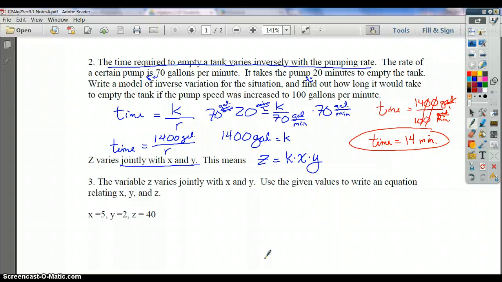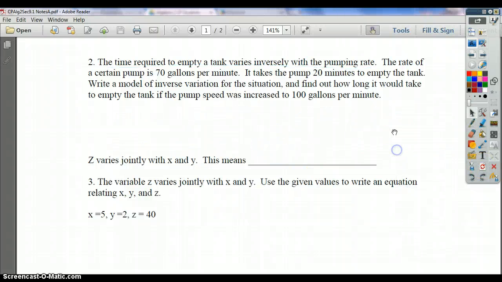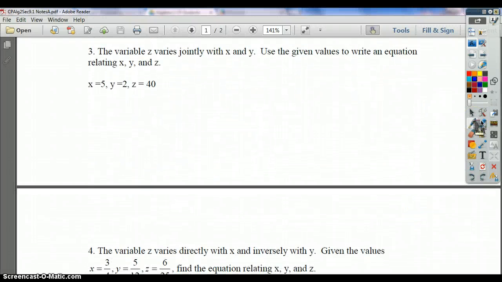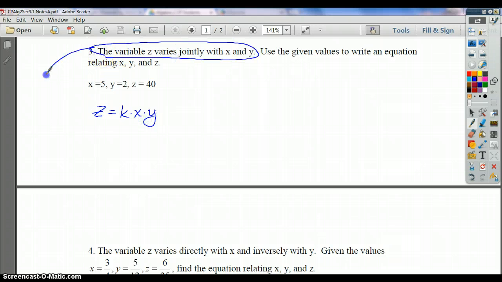So I'm going to shift my screen up. There it goes. All right, looking at 3. Z varies jointly with x and y. So that means z equals k times x times y. That's what this sentence is read as.